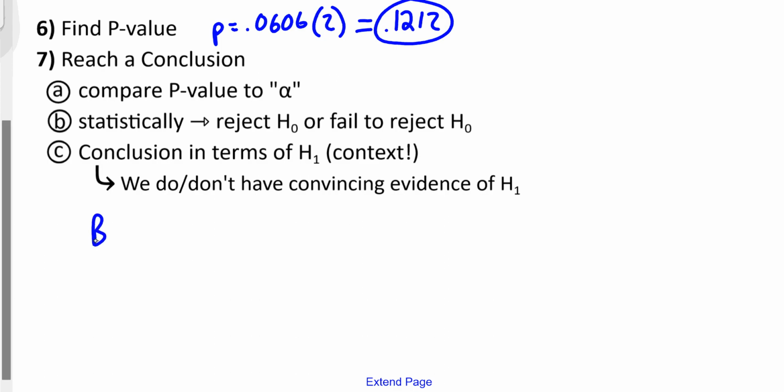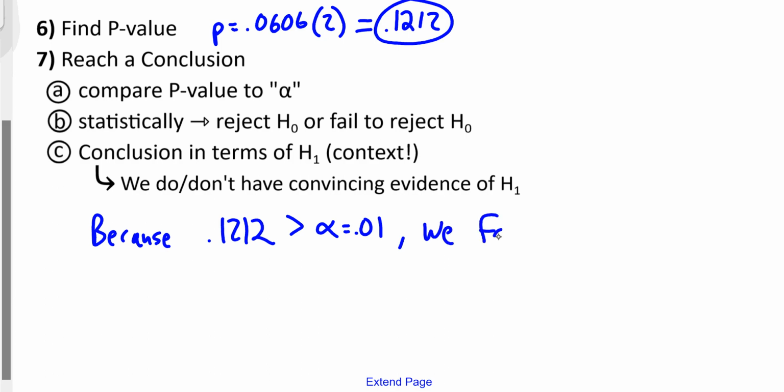So if I go back to the example here, I would write it like this: because 0.1212 or 0.1221, depending on what you used, is greater than 0.01, our alpha level. I'm going to actually use alpha equals 0.01. So it's greater than that. Because it's greater than that alpha level, we do not have evidence. We fail to reject the null. That is our statement from the numbers.